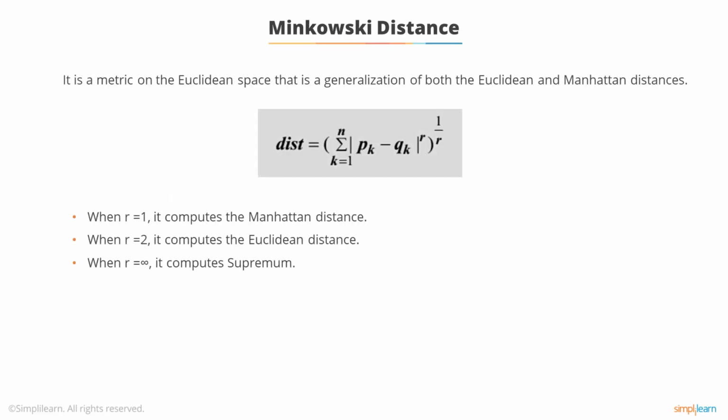The Minkowski distance is a metric on the Euclidean space that's a generalization of both Euclidean and Manhattan distances. So what we say here is the distance is the sum from 1 through n of the absolute value of pk minus qk to the r power, all to the 1 over r power. And we can specify that where r is 1, it would then compute the Manhattan distance. And when r is 2, it would compute the Euclidean distance. And when r is infinity, it computes the supremum, the max.